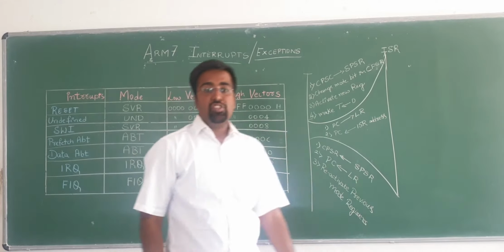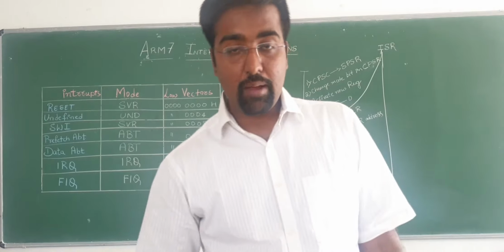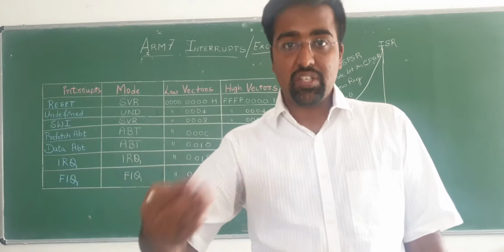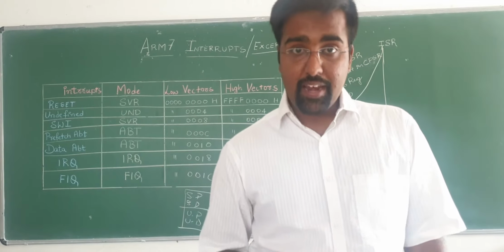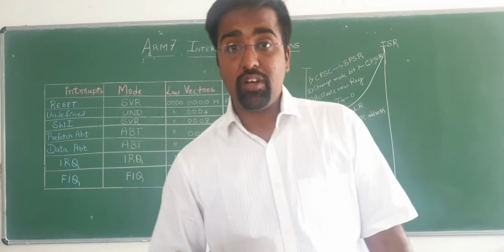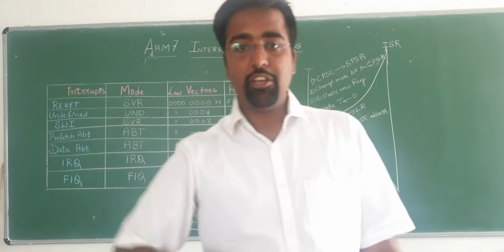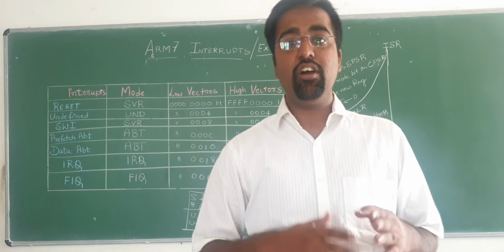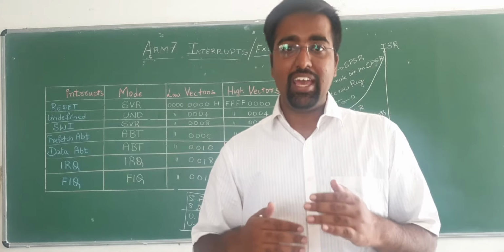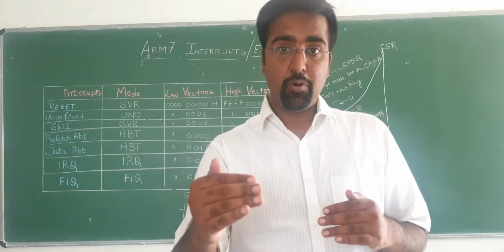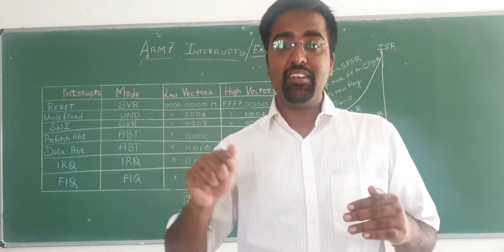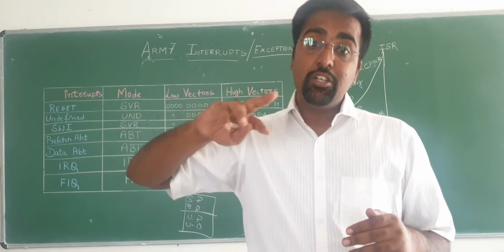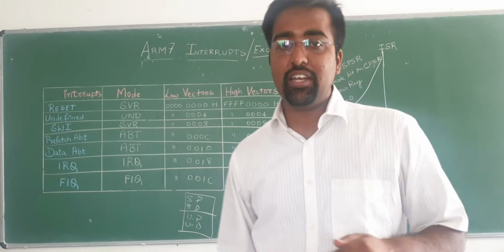System program can access user program or user data, but user program and user data cannot access your system program or system data. If they try to access your system program or system data, the system enters which mode? Abort mode. Which kind of interrupt occurs? There are two types of interrupts: prefetch abort and data abort.